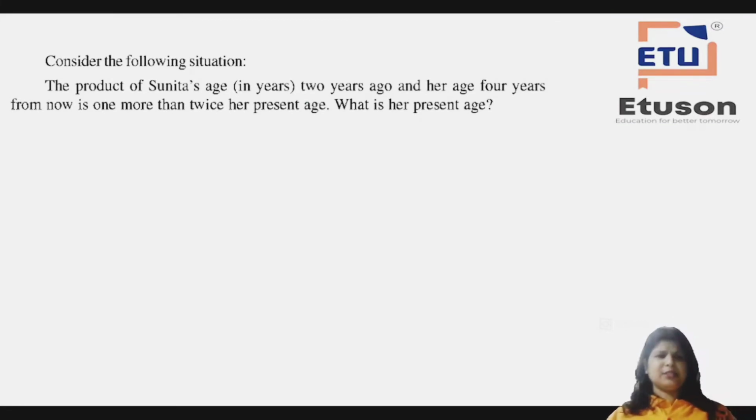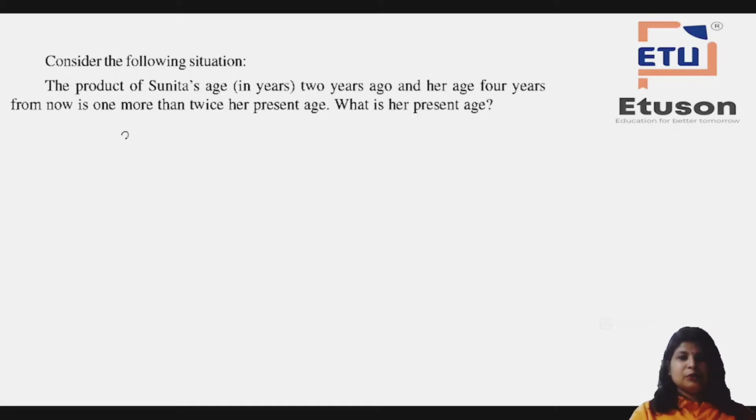Consider the following situation. The product of Sunita's age 2 years ago and her age 4 years from now is one more than twice her present age. What is her present age? So we have to solve this particular problem. What will be your approach? First you will obtain the algebraic expression for it. 2 years ago Sunita's age will be x minus 2. 4 years ahead, Sunita's age will be x plus 4.